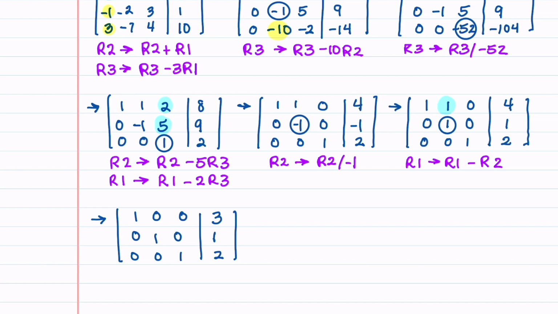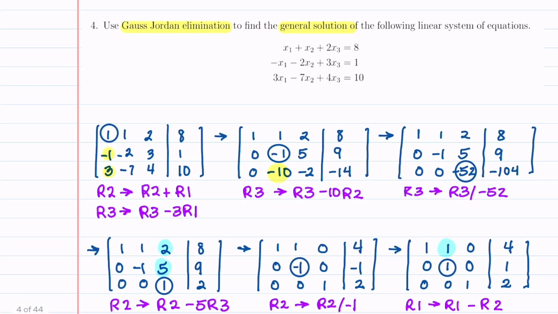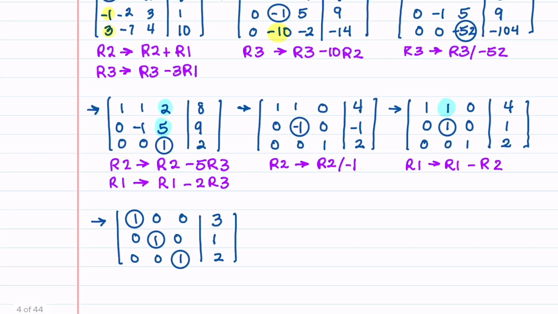Now we have our answer in reduced echelon form. We're going to circle our pivots, and then solve for those pivot variables. Let's look back up here at the top. Our variables were x1, x2, and x3. So we can read off going across the first row, x1 is equal to 3. Across the second row, x2 is 1. And across the third row, x3 is equal to 2.